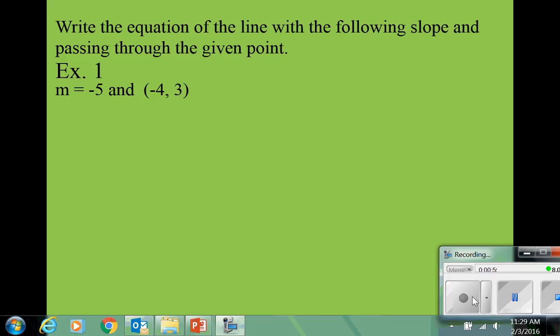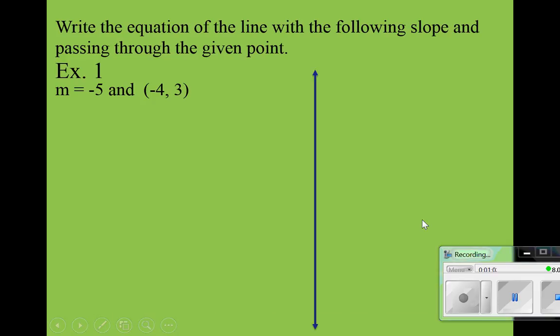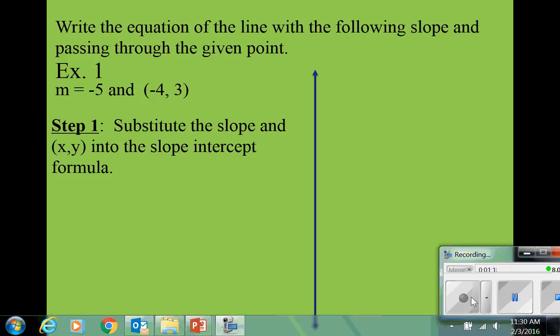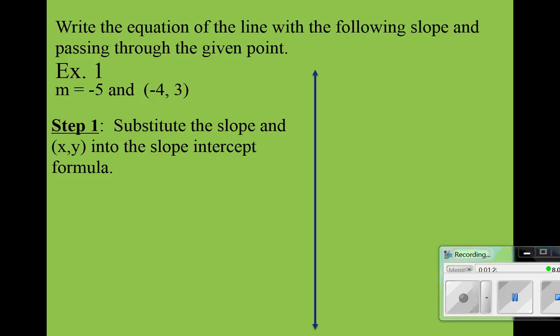The first thing we're going to do is step 1, where we're going to substitute the slope and the x, y into the slope-intercept formula. What is the slope-intercept form? Everybody. Y equals mx plus b.